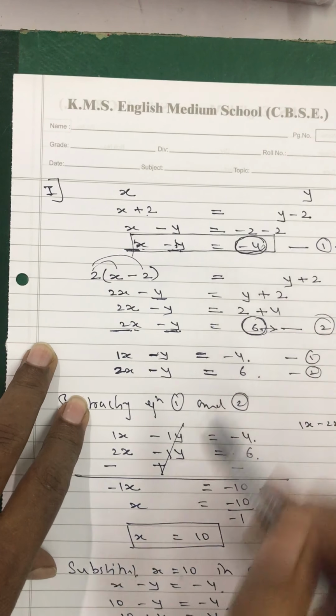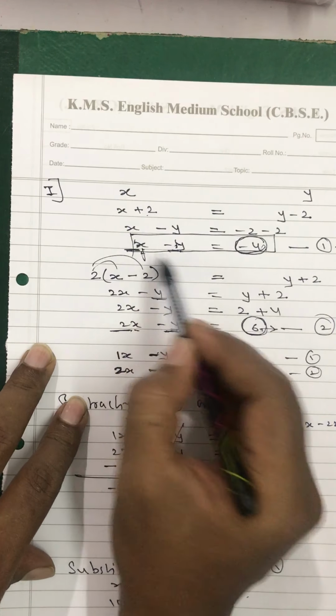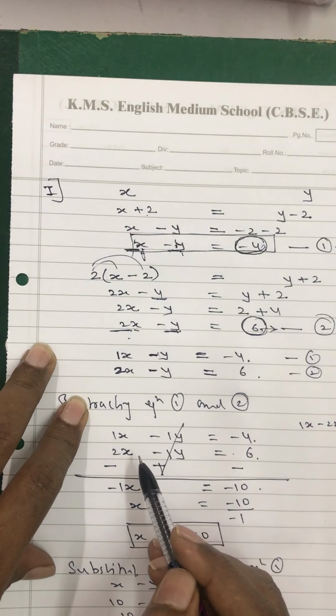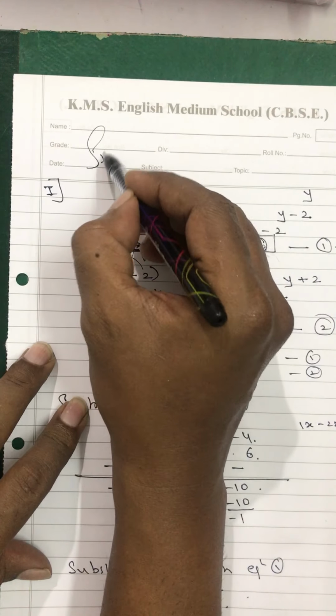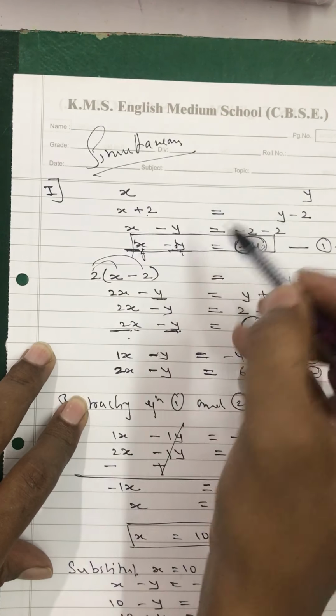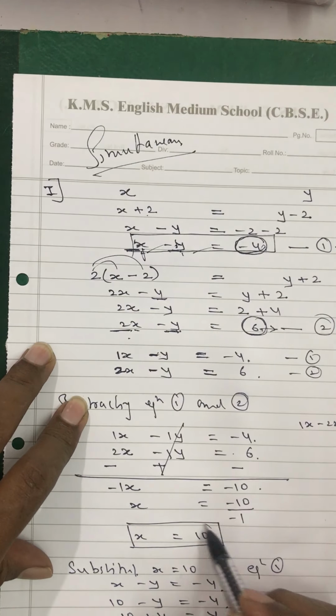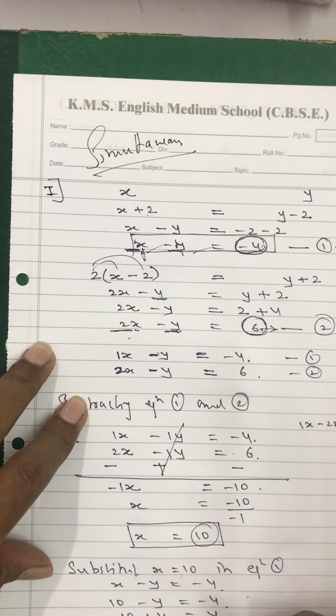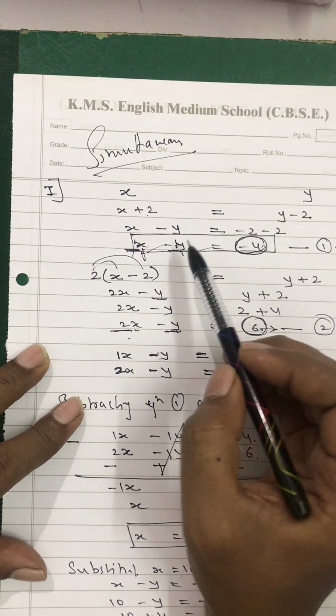And when you solve these 2 equations, you will get the value of x and y, which are basically the same. That's why they say simultaneous equation. Simultaneous means at a time. X and y, this value of x 10 and value of y 14 are true.